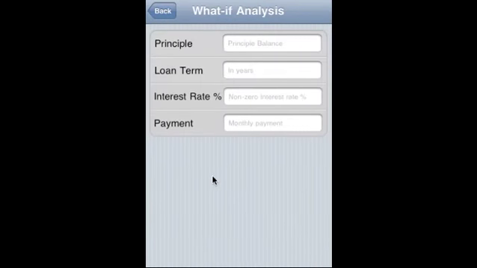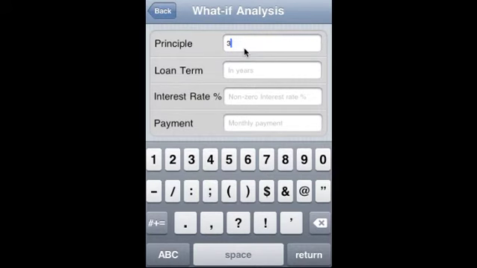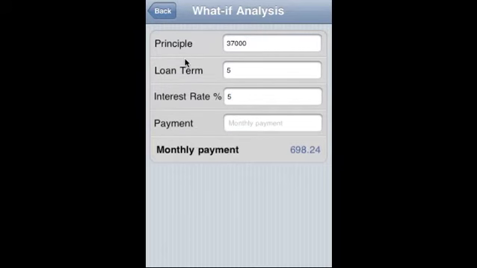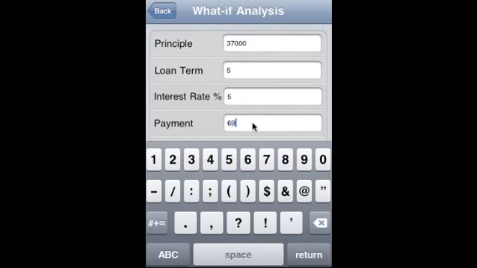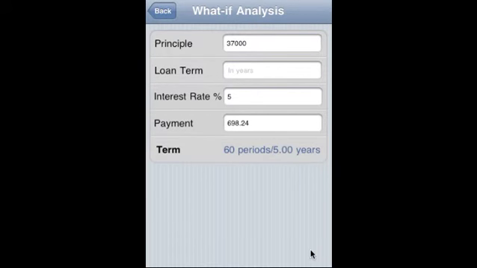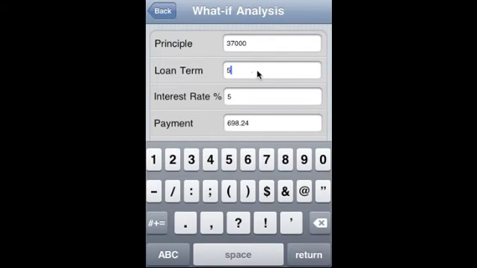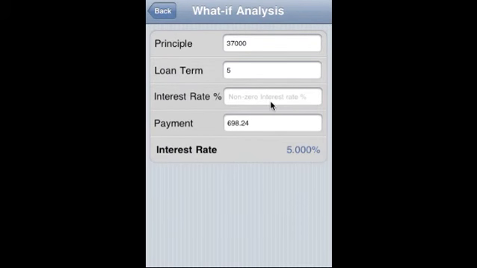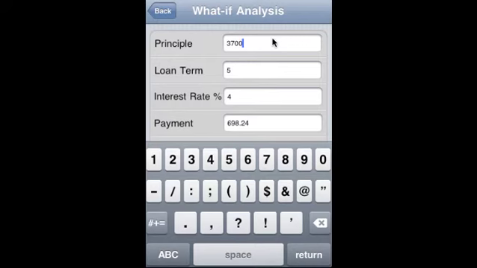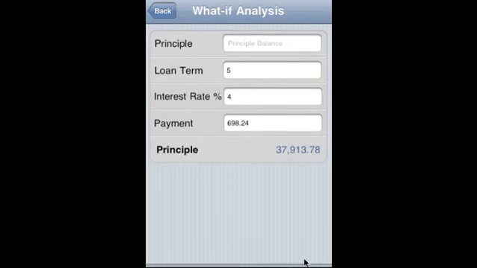Okay. Now let us make the what-if analysis. 37,000, loan term is 5 years, interest rate is 5. So what is the payment? So we find the payment, and now let us say find out the loan term. So we find that. So we have loan term, and we just need to find out the interest rate. So this is the interest rate. So now we supply all that. We find out what is the principal.